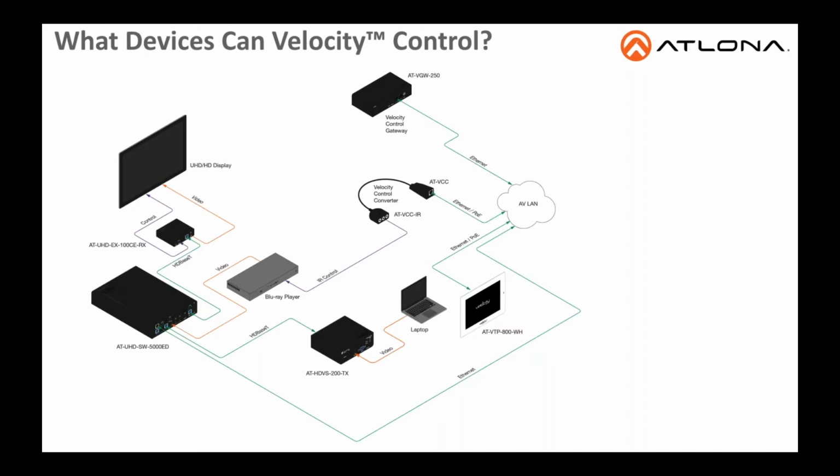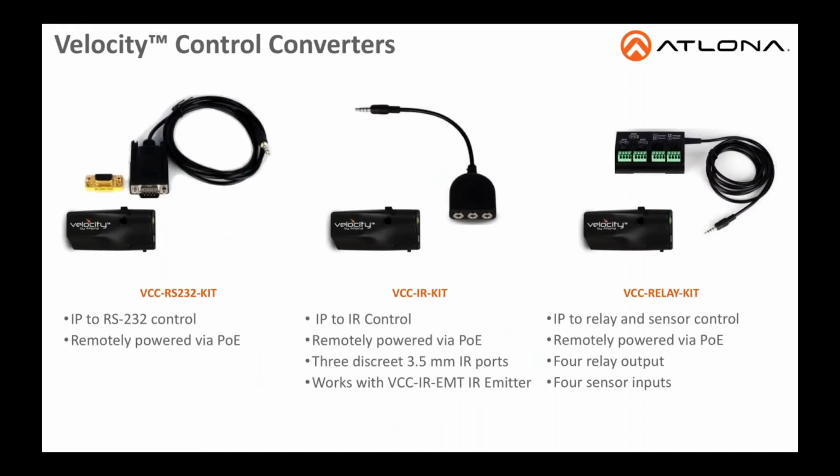Velocity is natively an IP-based control platform. It interfaces with other protocols such as RS-232 and IR with this device here called our Velocity Control Converter. So if you have a legacy device, you'd use the RS-232 kit, an IR kit, or for relay triggers, so you can control all of those different devices. Velocity, we like to say, is future-proof and legacy-friendly. So we can control all kinds of devices with this.